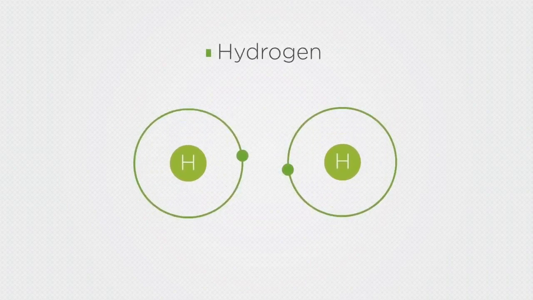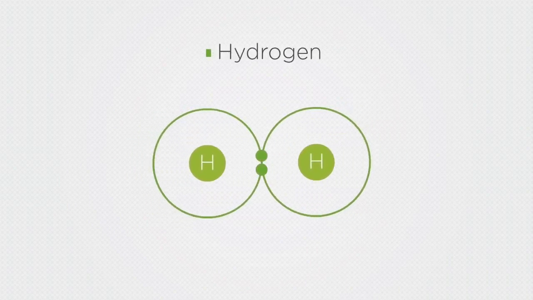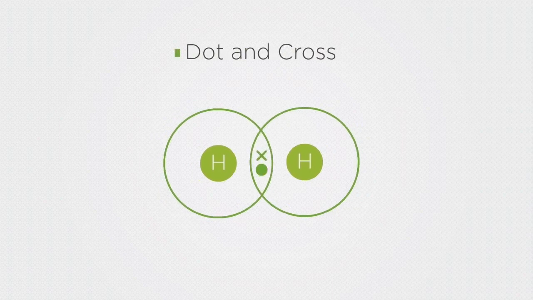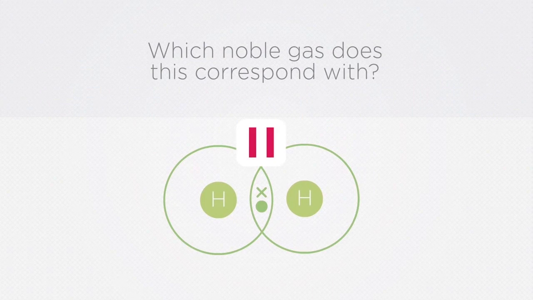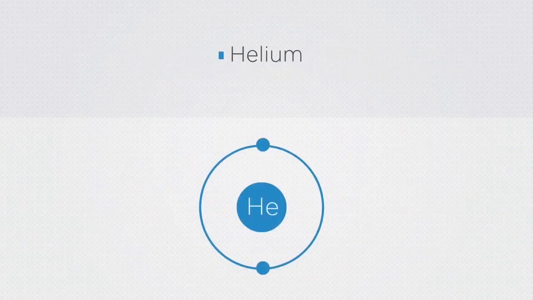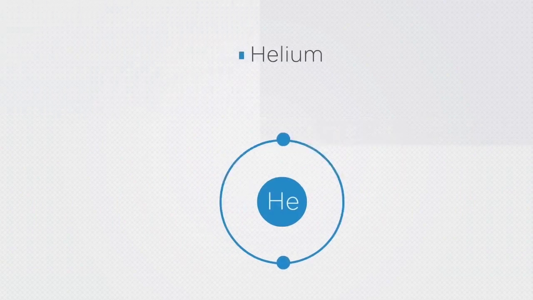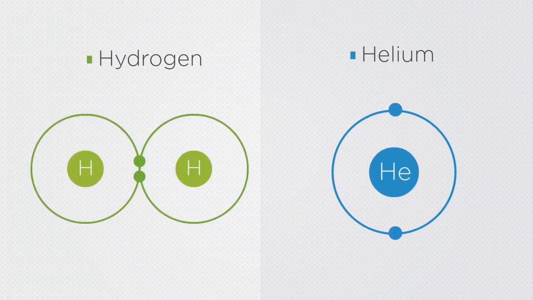When two hydrogen atoms bond, the shells overlap, and because each atom has only one electron to share, there are two electrons being shared over two shells. These are represented by a dot and a cross. Which noble gas configuration does this correspond with? Pause the video. Helium, which has two electrons in its outer shell. As a result of electron sharing, each hydrogen atom now has also got two electrons in its outer shell.